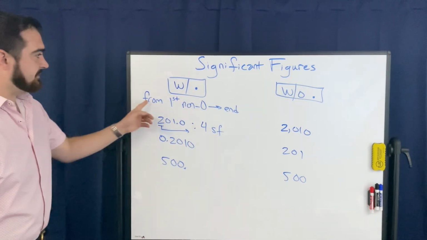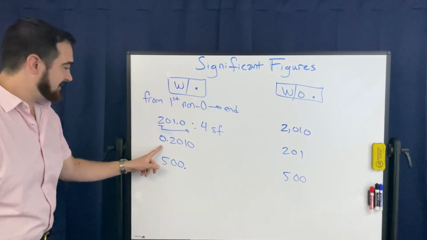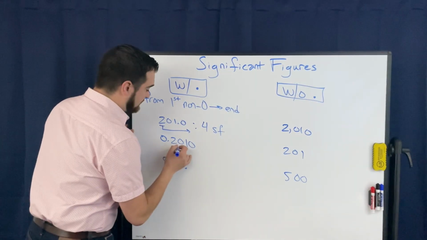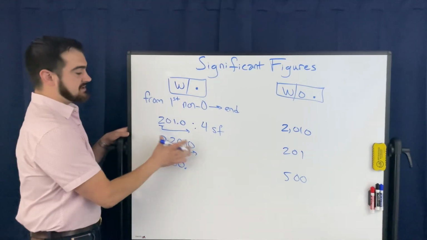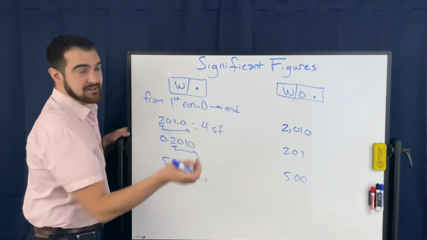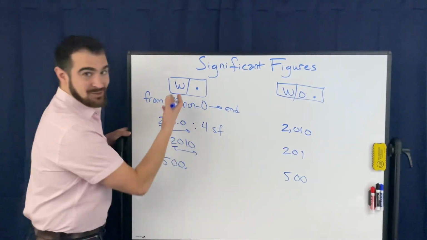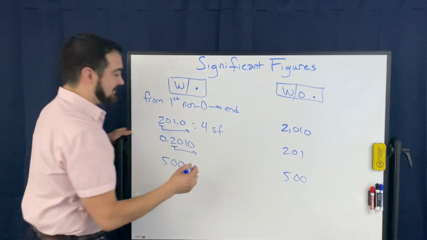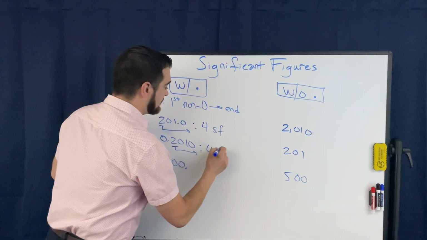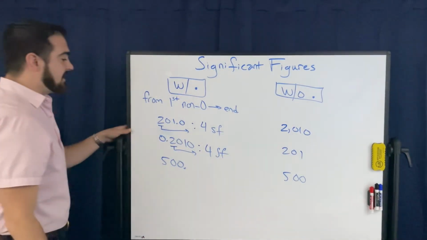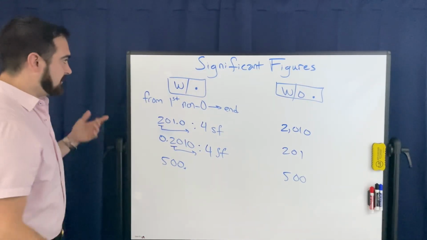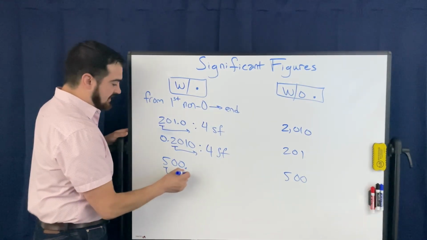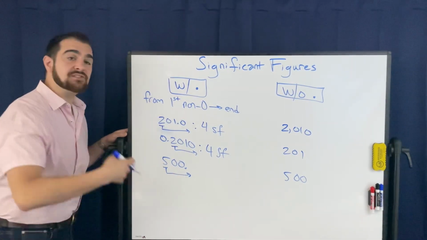Let's look at the next one. We have from the first non-zero, well, that's a 0, and that's the first number that isn't a 0. So we go from here to the end. Because this number has a decimal point somewhere in it, we use this one and only rule. So that's 1, 2, 3, 4 significant figures again. So that's 4 sig figs. And then on the last one, again, we have the first non-zero, and we go from there to the end, because there's a decimal point somewhere in the number.